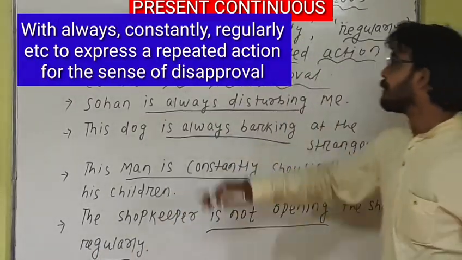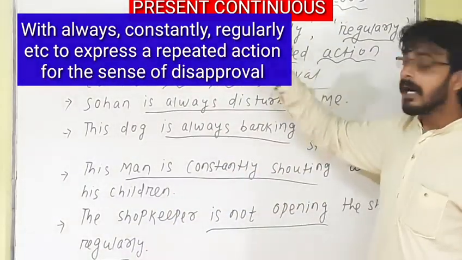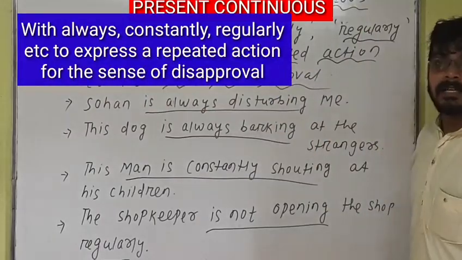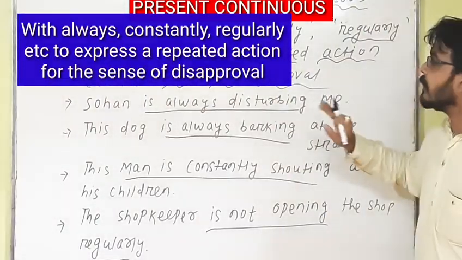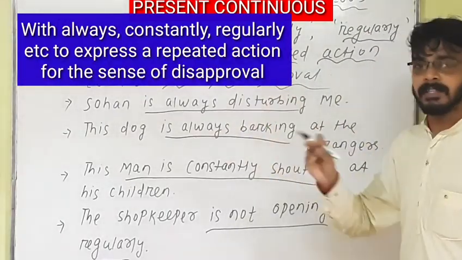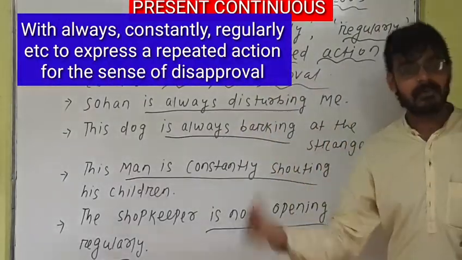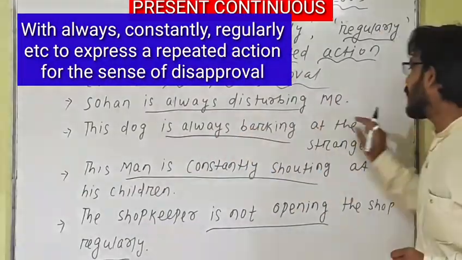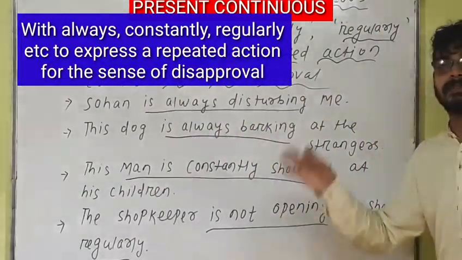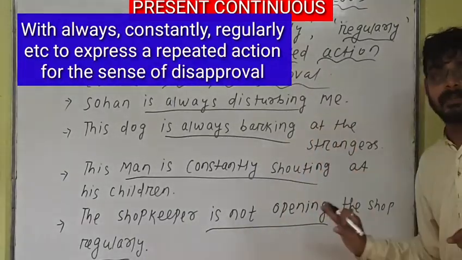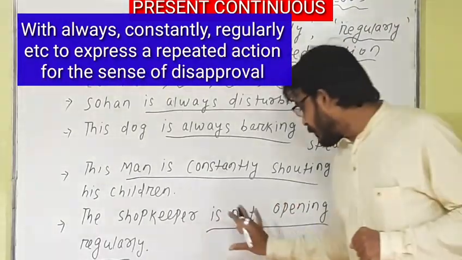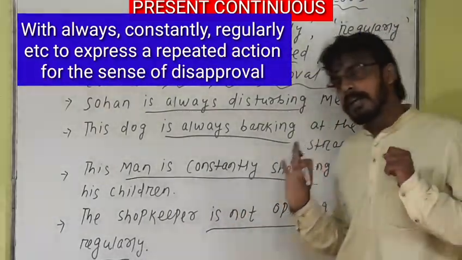Okay. So here, the words like always, constantly, regularly are adverbs of frequency. Okay. To express a repeated action. Repeated means he is always. That means not for the first time. He is always disturbing. The dog is always barking at the stranger. Always means not for the first time. Okay. This man is constantly shouting. The shopkeeper is not opening the shop regularly.